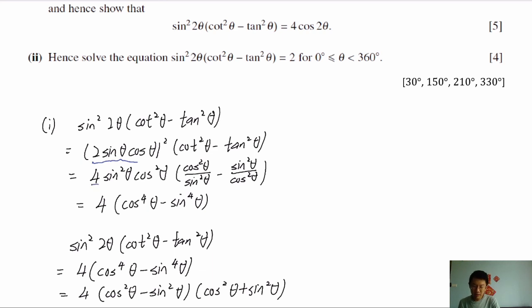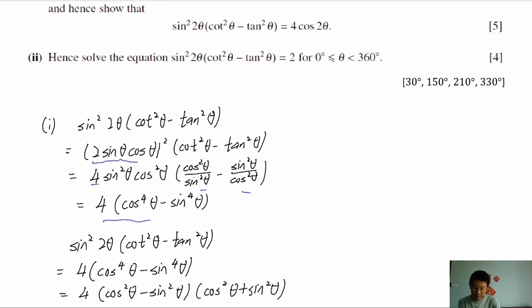So we have 4 and we have sine squared and cos squared. For this 4 sine squared cos squared, we just have to multiply into the bracket. For the cot and the tangent, we can write that as cos over sine, and also sine over cos squared. So basically we just have to multiply in and cancel off the terms. So from there we actually have what we need to prove. So this one should be quite okay.